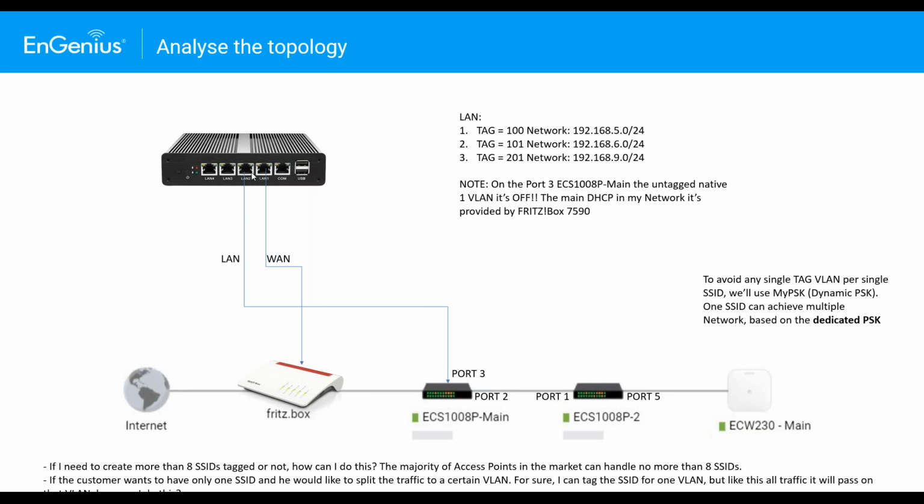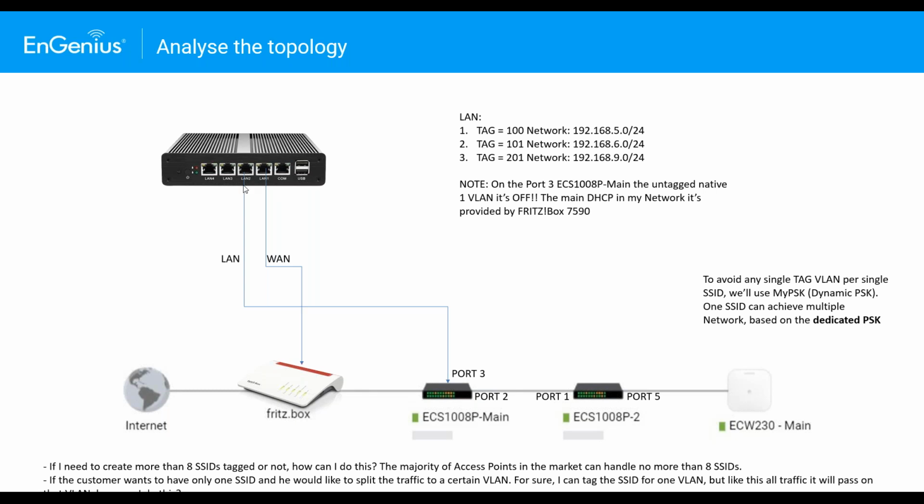And of course, on the LAN from the firewall to the switch, the other network can also pass through, with VLAN. And which network will I pass? I'll pass the tag 100, 192.168.5.0/24.